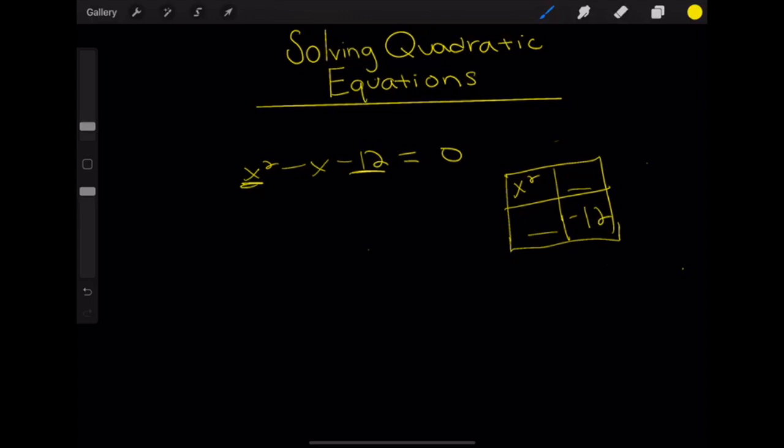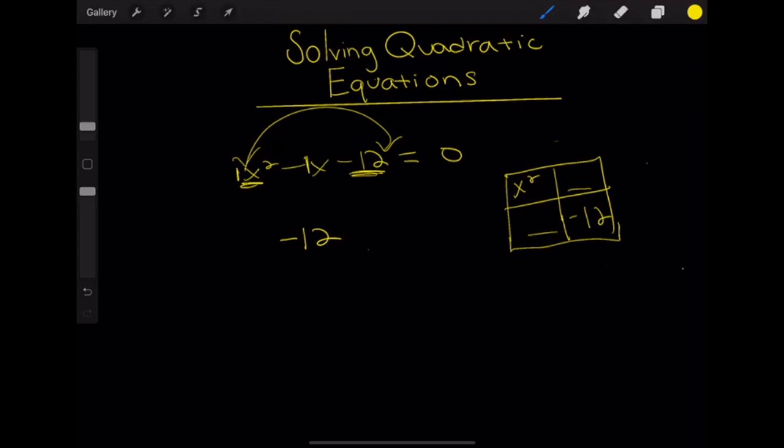So you're going to multiply this last number by this first number. So this is really an imaginary 1 right here. So negative 12 times 1 is negative 12. And this number right here is negative 1. So what you say is, what multiplies to negative 12 but adds up to negative 1? And it may take you some time to think of this, but it does get easier as you do it. Practice makes perfect in this case.